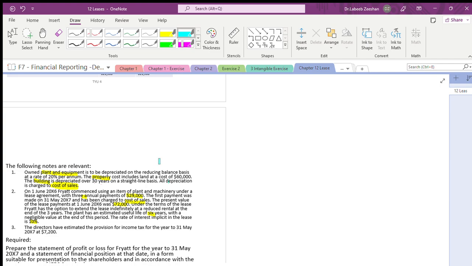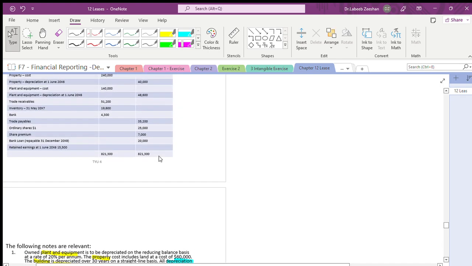This is related to depreciation. This is related to the lease agreement. Fine. And they have the provision for income tax. That is not a big issue.